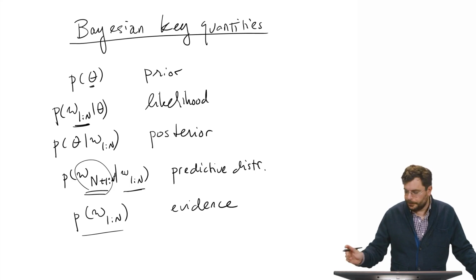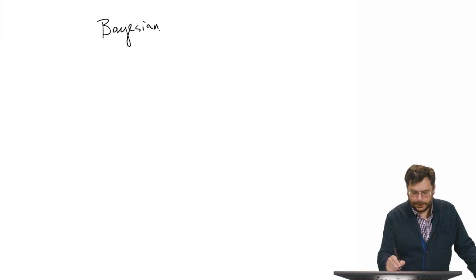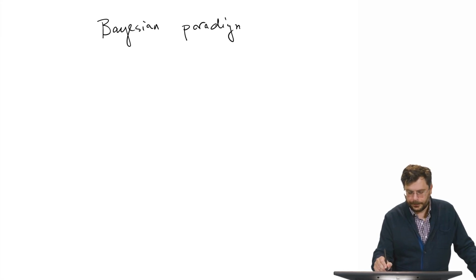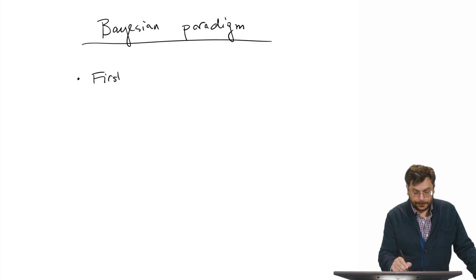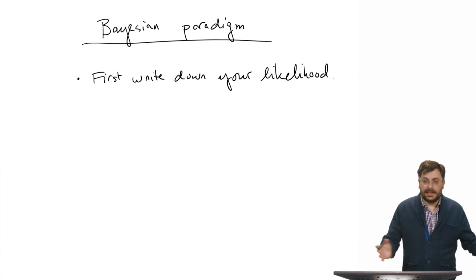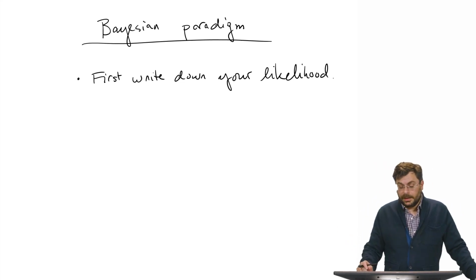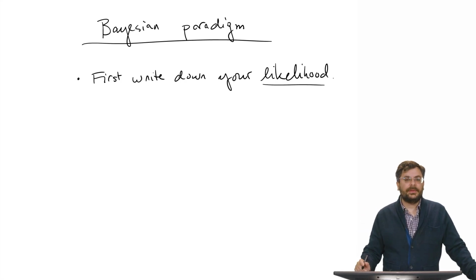So to recap, how does the Bayesian paradigm work? The idea is first, write down your likelihood. The likelihood itself is dictated by the laws of nature that determine the process that you're interested in. So, at some level, you'll have to determine what level of simplification you want in order to be able to write down a likelihood that makes the problem tractable, for instance.